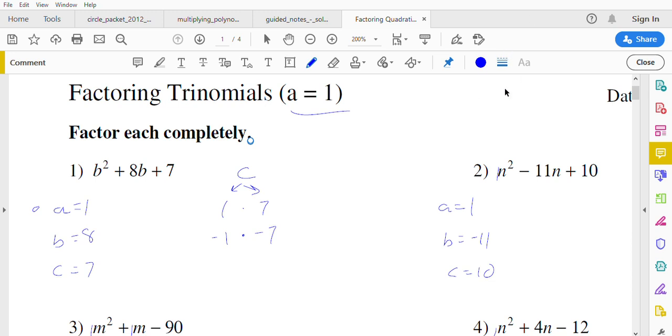So the question is which of these sets do you want as your factors? And why are we choosing these? Well, you'll see in a second. We want the factors of the c term that add up to our b term. So the a term tells us, hey, we can keep going.